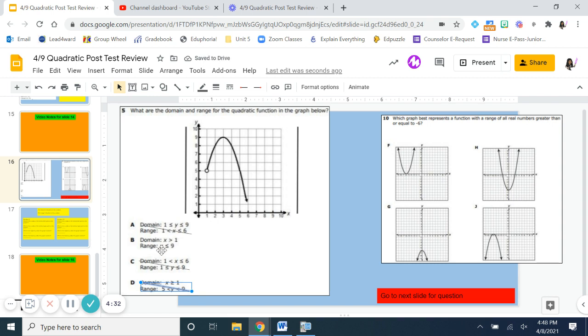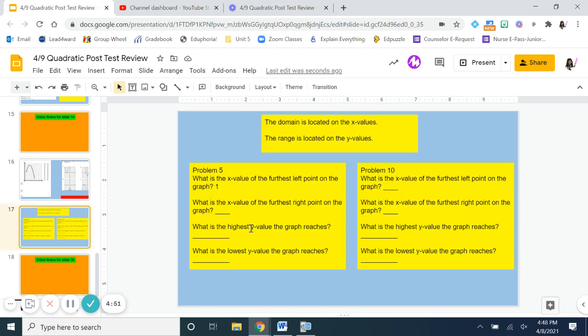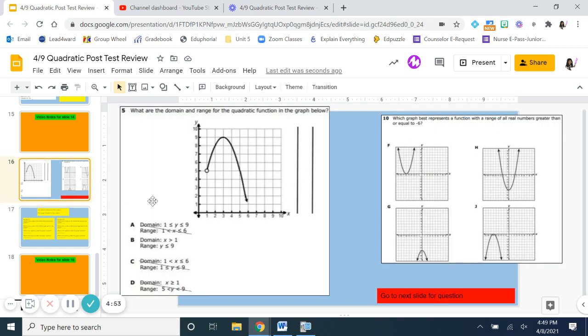Okay. Now, just to double check, let's talk about the range, because the range, instead of going from left to right, is now going to go from bottom to top, or you can do top to bottom. So we've got to think about what is the highest value the graph reaches? Well, the highest value the graph ever reaches is 9. Is my parabola ever going to go above that line? Not according to this graph. So 9 is the greatest.